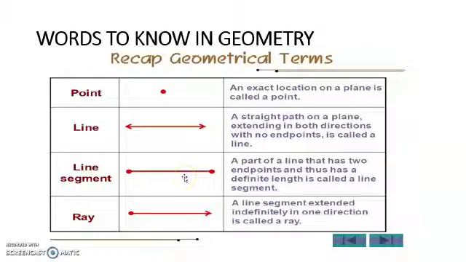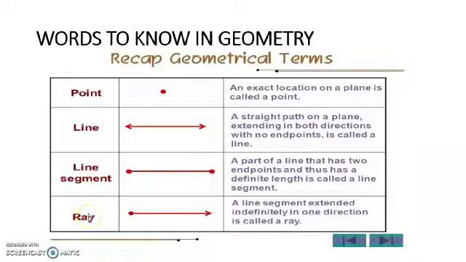So this type of line is called a line segment. The definition is: a part of a line that has two endpoints. You can see one endpoint, the second endpoint, and it can be measured also, not like this line which can be extended. You can measure this line and it has two endpoints, so it is called a line segment. Segment means part. So a line segment can be measured and has two endpoints.